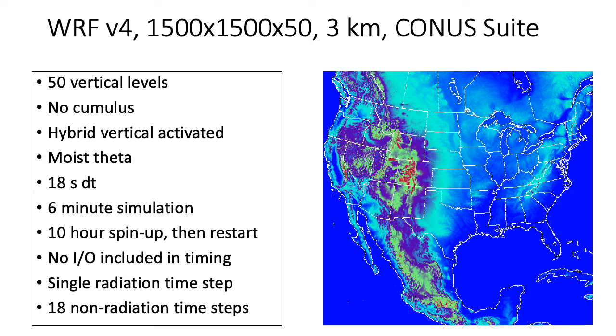For the default for version 4, both the moist theta option and hybrid vertical coordinate are activated. With a 3-kilometer domain, we should be able to comfortably use an 18-second time step. The entire simulation is only 6 minutes long, but that's because first we did a 10-hour spin up and then we did a restart. For the timing results that we're going to report, there's no I/O included. There is a radiation step and 18 non-radiation steps, and those are the numbers that are going to be reported.